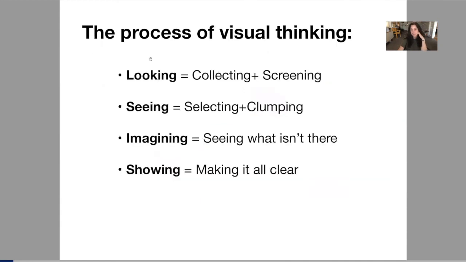The process of visual thinking can be broken down into these actions. Looking, so you're looking, you're collecting, you're screening. You're seeing, you're selecting and clumping things together. Imagining, you're seeing what's not there. And you're showing, making it clear.